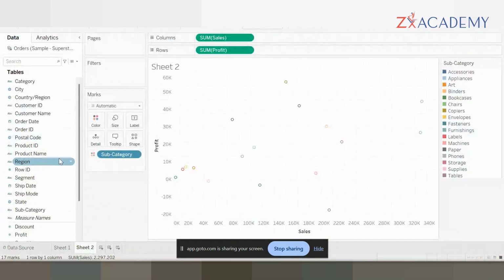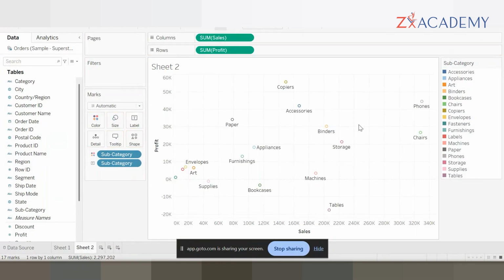I'll show the labels here. I want to show the same subcategory in the labels, so I drag this subcategory and drop it into the labels. It shows the labels, so we can easily see, without needing the numbers, 340 lakhs. They have both done almost the same sales, so sales wise they are the top leaders.